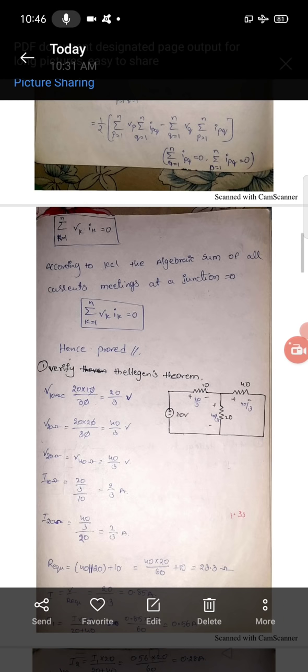Similarly, I can calculate currents I1 and I2. I1 by using the current division rule, that is I1 is equal to the total current into the opposite parallel branch resistance divided by the sum of the parallel branch elements. Then I1 is 0.56. Similarly, I2 is 0.28.